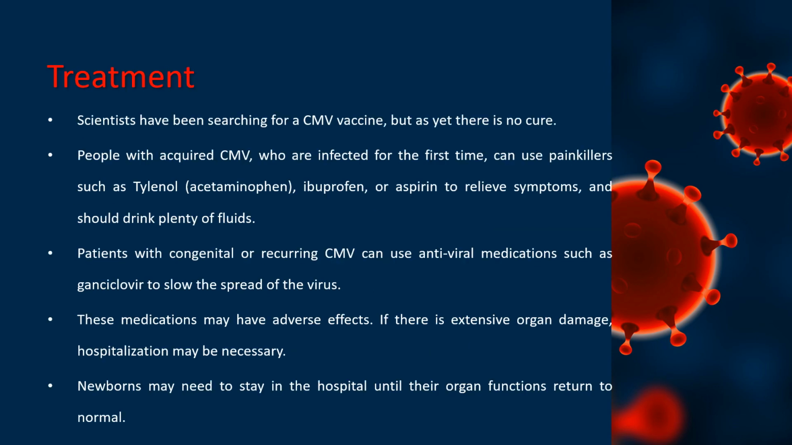Then treatment. There is no vaccine for this CMV virus and there is no cure. People with acquired CMV who are infected for the first time can use painkillers such as Tylenol, ibuprofen or aspirin to relieve symptoms, and they should drink plenty of fluids to manage the symptoms. Patients with congenital or recurring CMV can use antiviral medications such as ganciclovir to slow down the spread of the virus inside the host body.